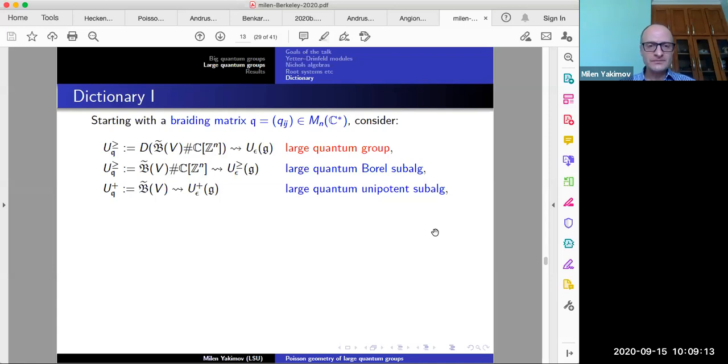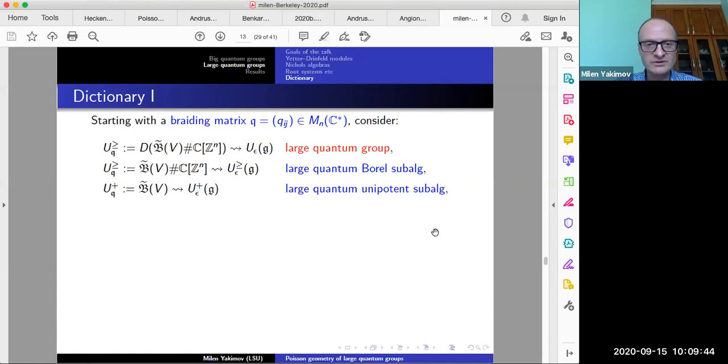Okay, so now in this picture, I want to define a dictionary. We're going to start with a braiding matrix Q, which is an n by n matrix with entries that are non-zero complex numbers. These are not just arbitrary square matrices. They're square matrices that come from the classification of Heckenberger of all Nichols algebras of diagonal type that are finite dimensional. Then we define the large quantum group.